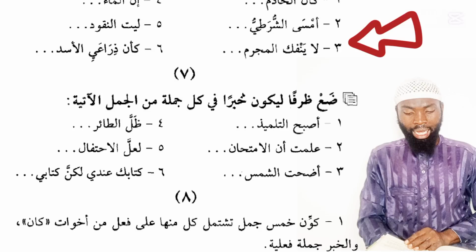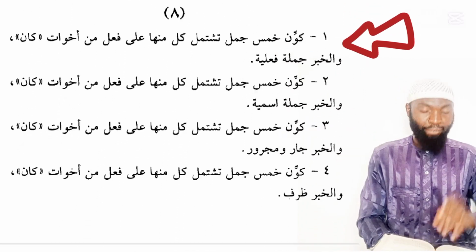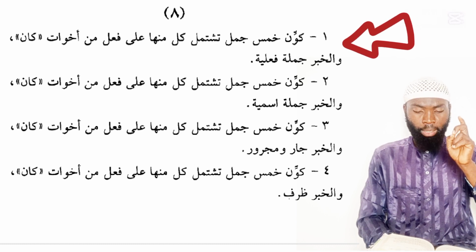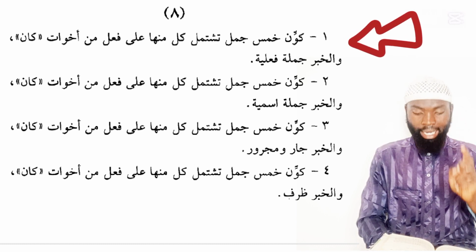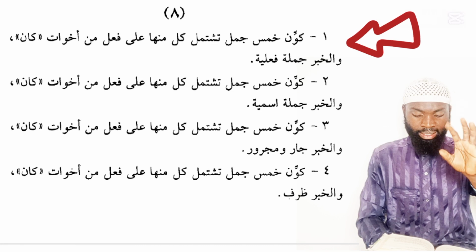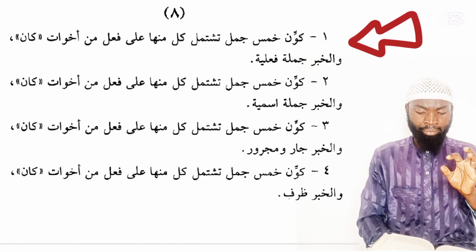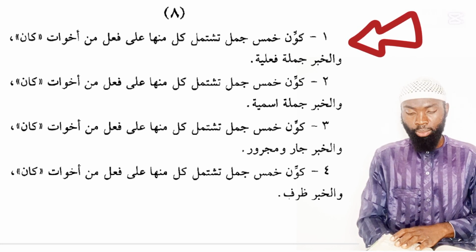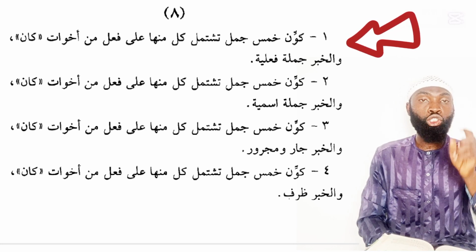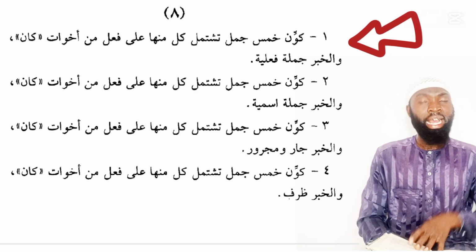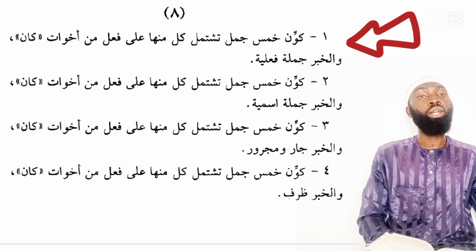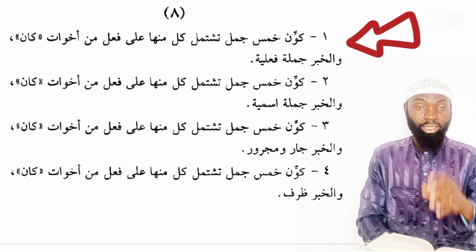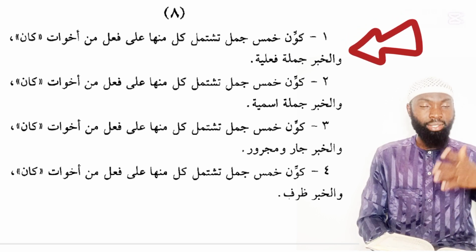Coming to Tamrinul Thamin, which is the 8th exercise. The first one, the instruction says kawin khamsa jumalin tashtamilu kullun minha ala fa'ilin min akhawati kana. You are to form 5 sentences. Each of them should contain a verb among the sisters of kana, and the predicate should be a verbal sentence. I can simply say kana Muhammadun yakulu ta'ama. Muhammad was eating the food. So this is a predicate of verb. You can solve the remaining 4.